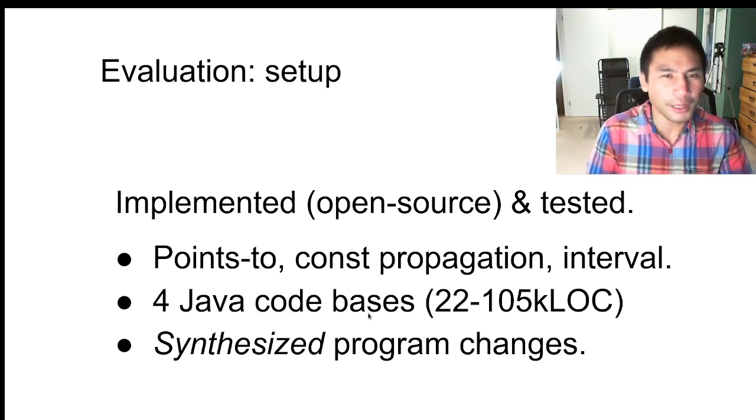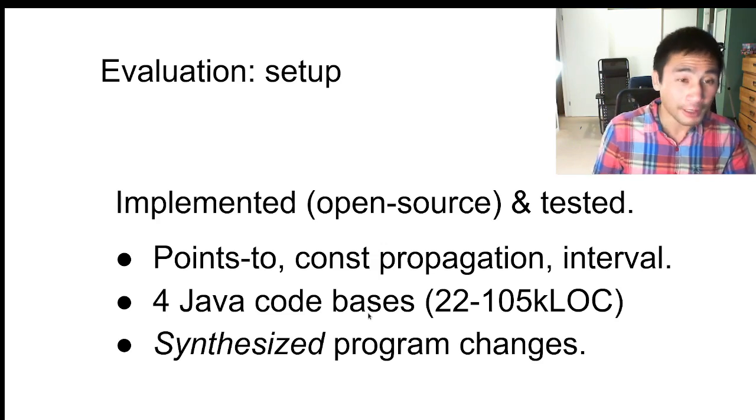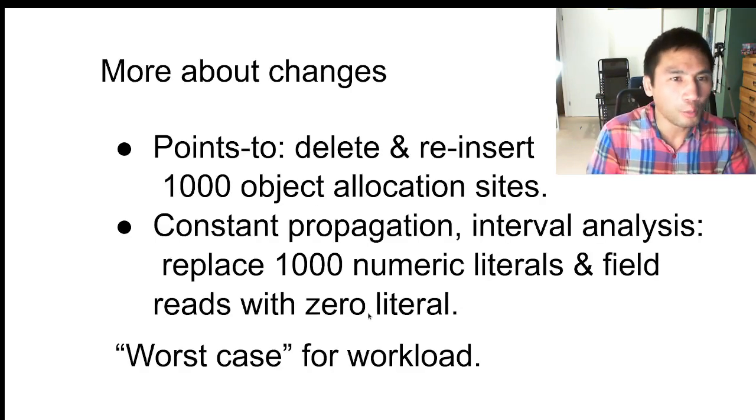All right. So what they did was they implemented Ladder and released it in open source and tested it on some benchmarks. They implemented 3 analyses, a points-to analysis, a constant propagation, and an interval analysis, and 4 Java code bases from the Qualitas corpus. And they synthesized program changes. Their argument is that the program changes are as bad as it gets for incremental analysis. You could look at their data and see if you take them at their word or not. But they say, yeah, this is a legit threat to validity for our work. Fine. Okay, what changes did they make?